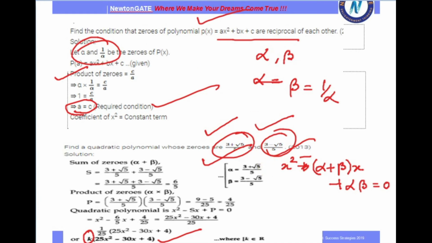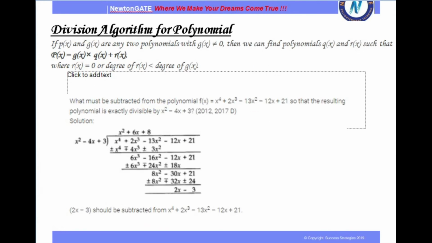Okay, the last topic of this chapter is the division algorithm. We have done it in the previous chapter also, that is Euclid's theorem. So please go and look at the other video for understanding that. There also we had Euclid's algorithm. Basically, it is the same thing.